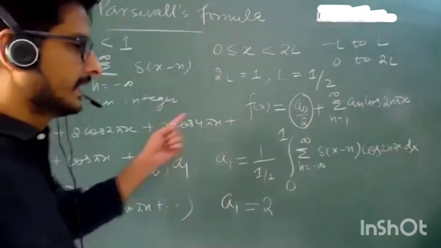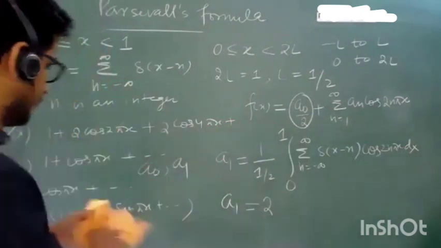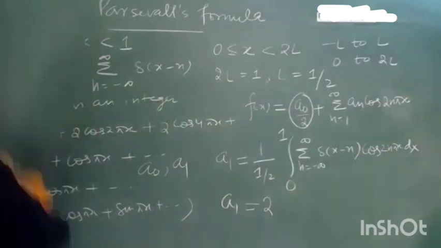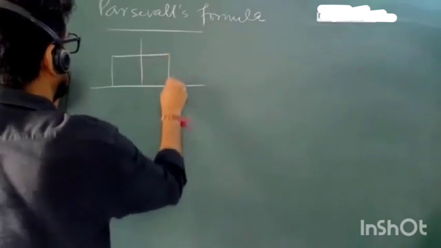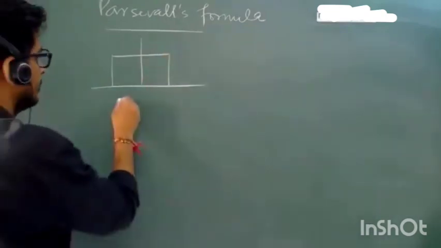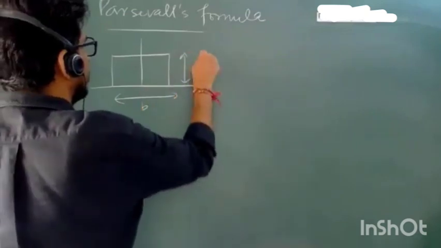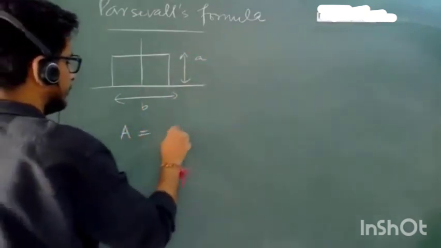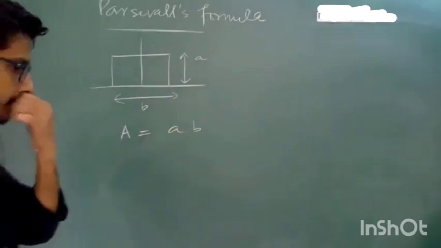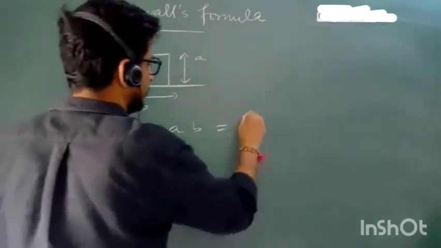And this I will teach again. The delta function, actually, let me tell you a little bit. Just give me a little time. What happens is, suppose you consider a function like this, in which this is b and this is a. So what is its area? A into b, correct?